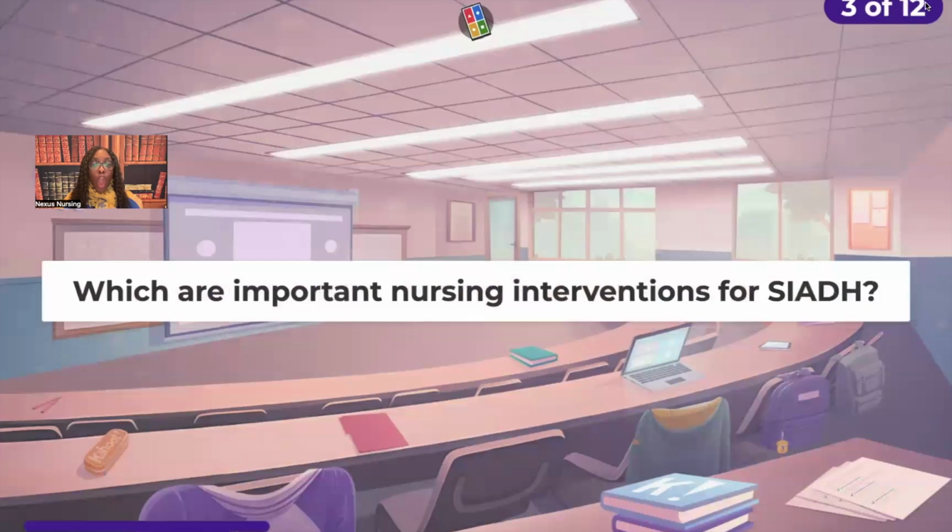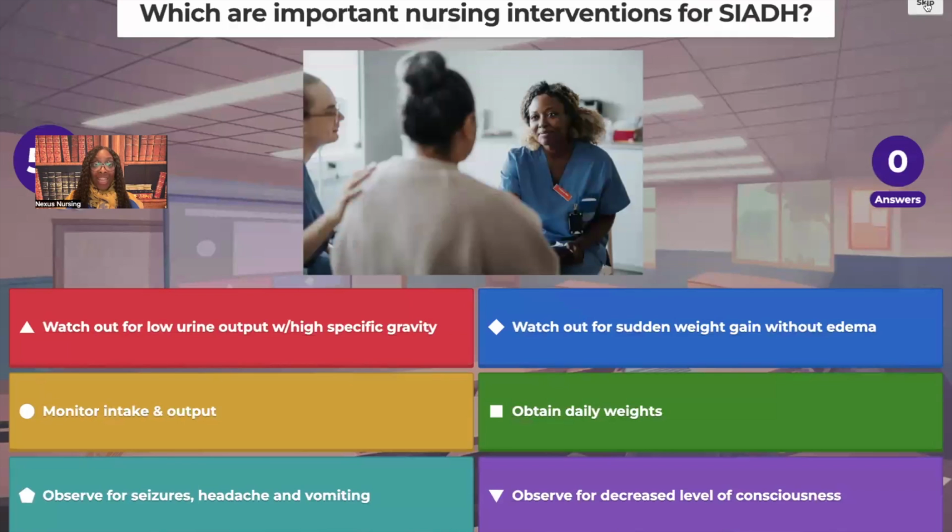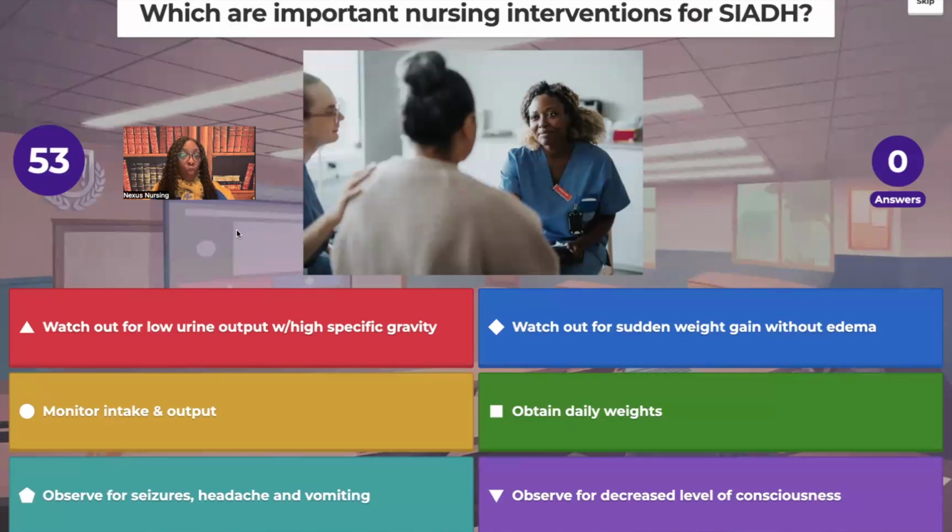Select all that apply. Which are important nursing interventions for SIADH? So we're talking about syndrome of inappropriate anti-diuretic hormone. Here are your options. Watch out for low urine output and high specific gravity. Watch out for sudden weight gain without edema. Monitor the I&O. Obtain daily weights. Observe for seizures, headache, and vomiting. Observe for decreased level of consciousness. I forgot to type it, but this is select all that apply. We're talking about nursing interventions for SIADH.